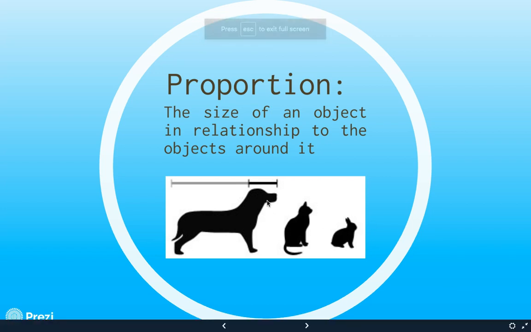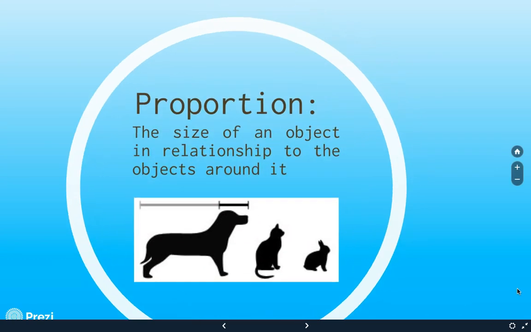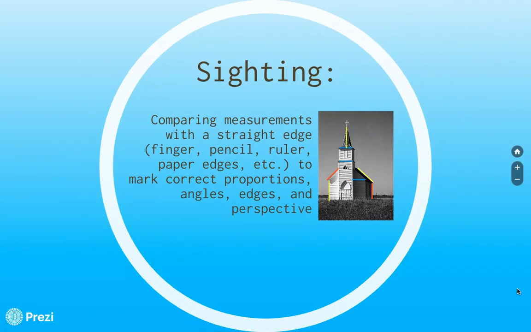So here we are again, measuring parts of one animal, comparing it to the length of another animal, and other animals, or things in the same image to get accurate proportions between objects in one image. Okay, and we do this through what is called sighting techniques, where we're comparing measurements with a straight edge or your finger, a pencil, ruler, whatever it is you use to measure, mark correct proportions, angles, edges, and perspectives.